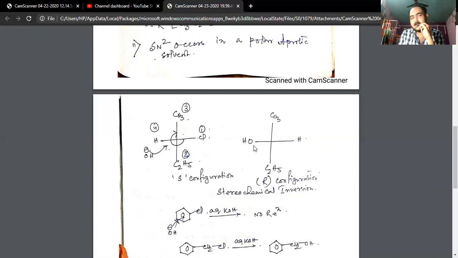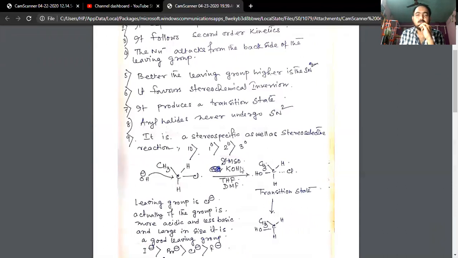Because now you can see here, according to the CIP rule, OH minus, now oxygen is the connecting atom, so it has the highest priority. This is the second highest priority group. This is the third highest priority group. The rotation is in the anti-clockwise direction, but hydrogen is present in the horizontal position, so it is in the R configuration. So inversion of the absolute configuration takes place. That's why SN2 favors the stereochemical inversion.